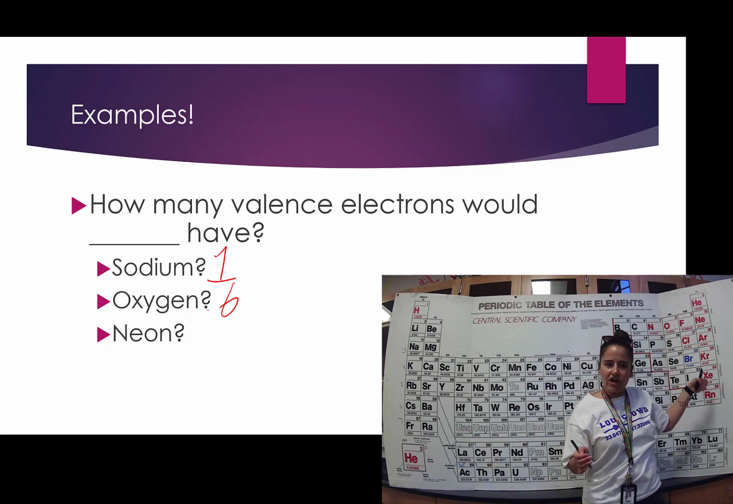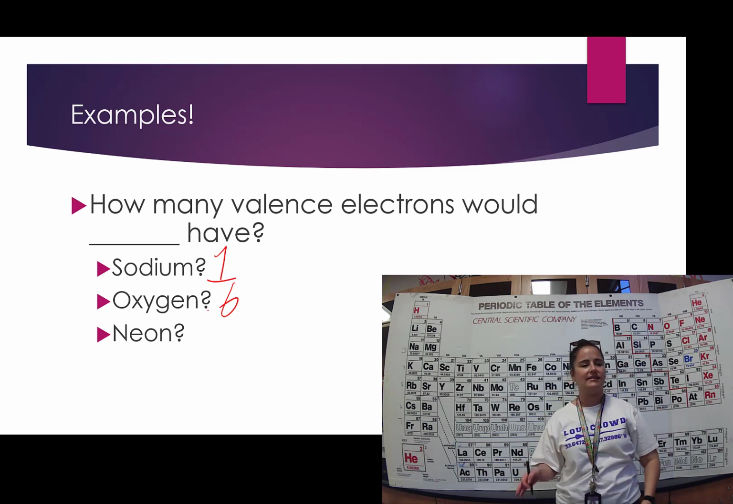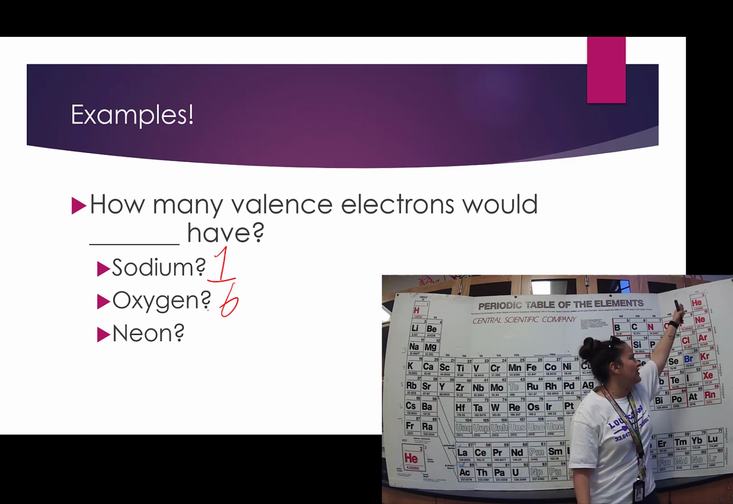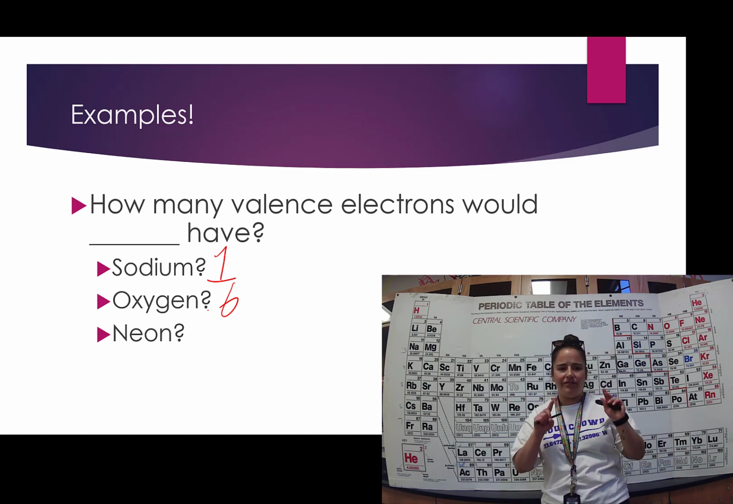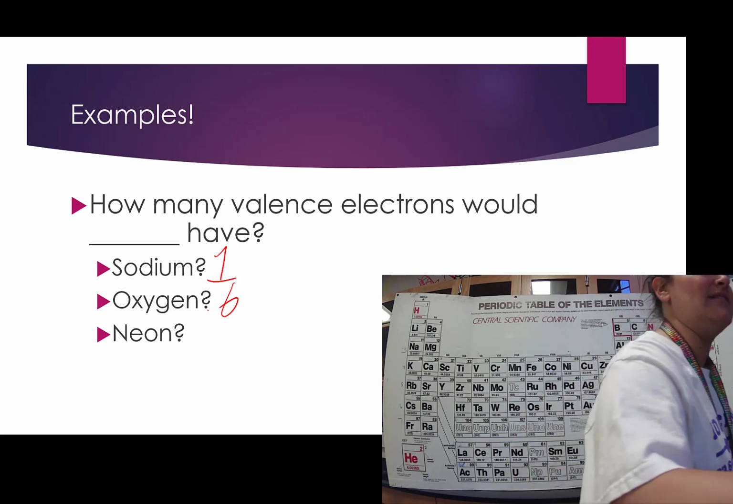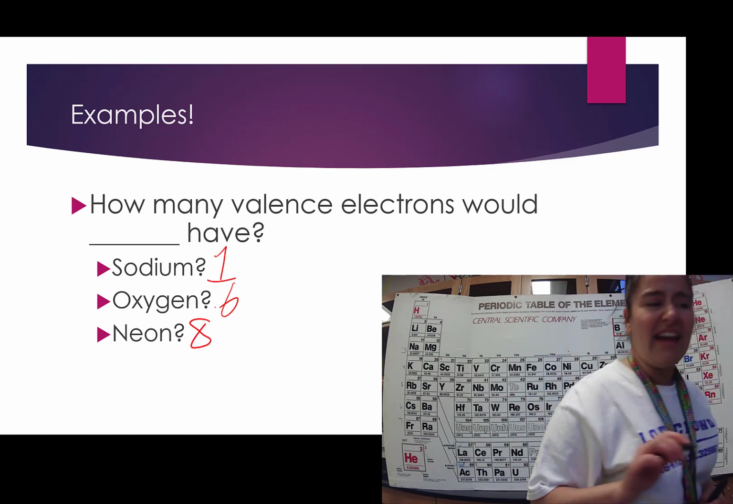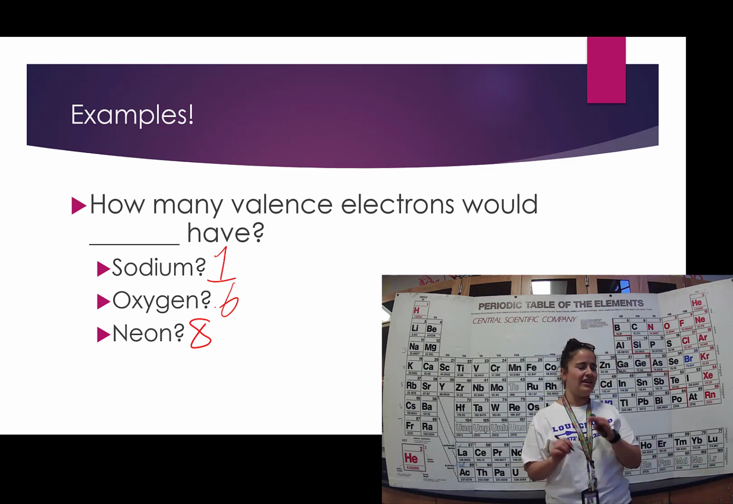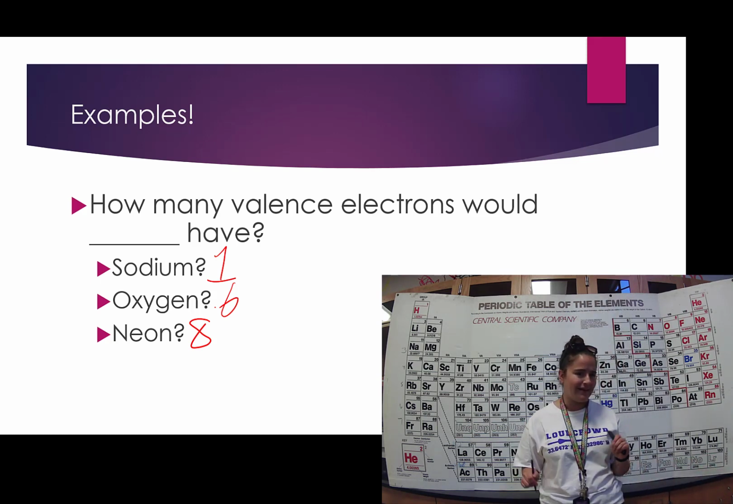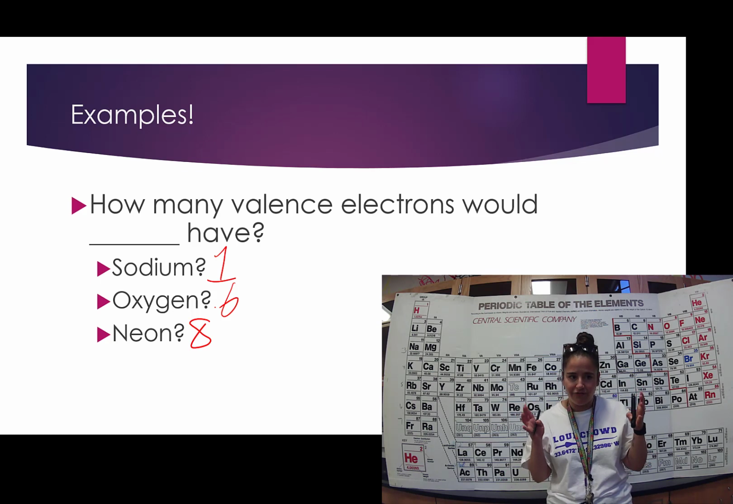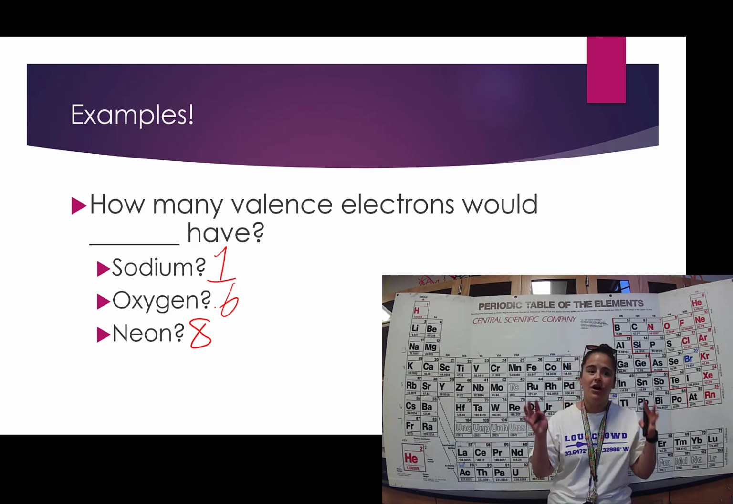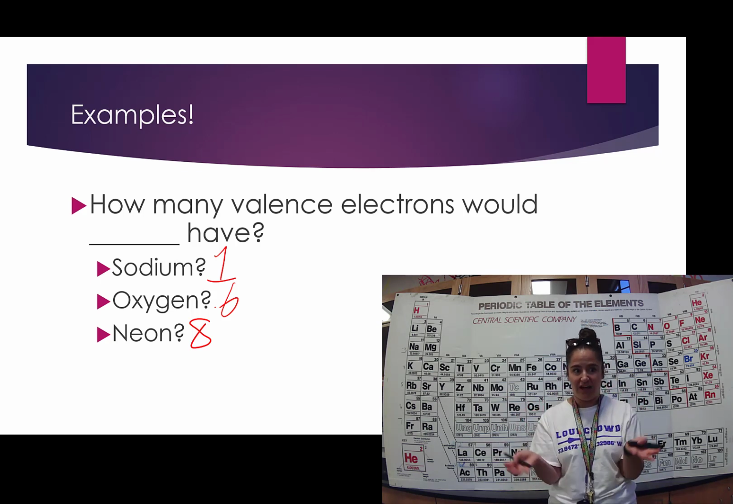Neon is in column 18, which are the noble gases. They are especially stable because of their 8 valence electrons. 8 valence electrons is the optimum amount for stability because you'll have a full s and a full p orbital in your outermost valence shell.